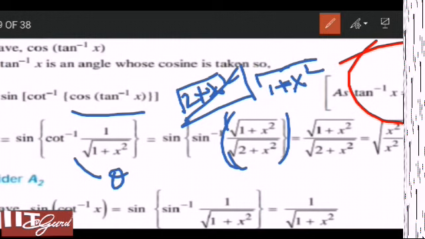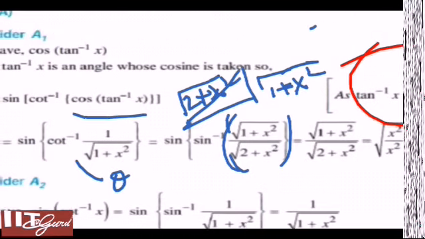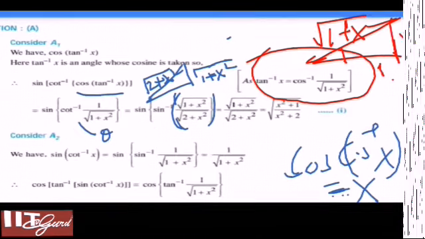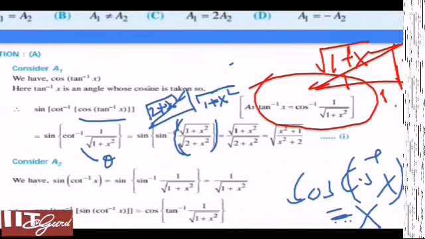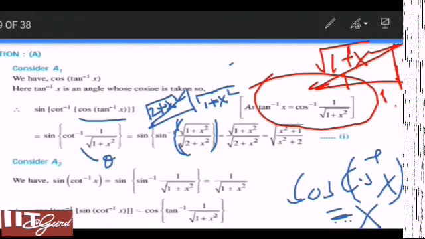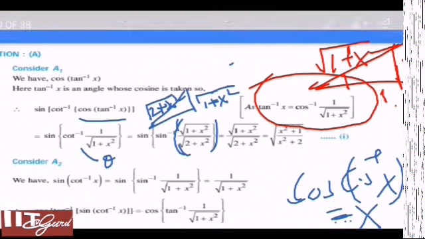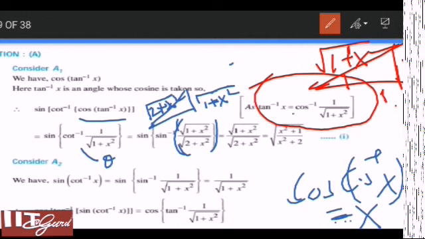So under root of 1 plus x square upon under root of 2 plus x square, and hence we can say the result will be under root of 1 plus x square upon under root of x square plus 2. So this is the final answer, under root of 1 plus x square upon under root of x square plus 2.